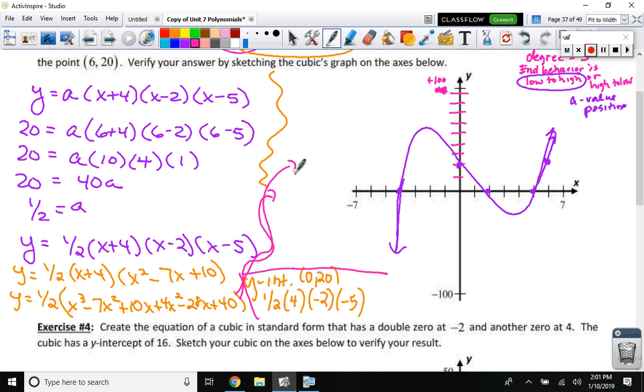Okay, so I could distribute this 1/2 right now, but what would be better? You have to combine like terms together first, right? So y equals 1/2, like terms, x cubed minus 3x squared minus 18x plus 40. Am I good there? And then distribute your 1/2. Y equals 1/2 x cubed minus 3/2 x squared minus 9x plus 20. Thank you.